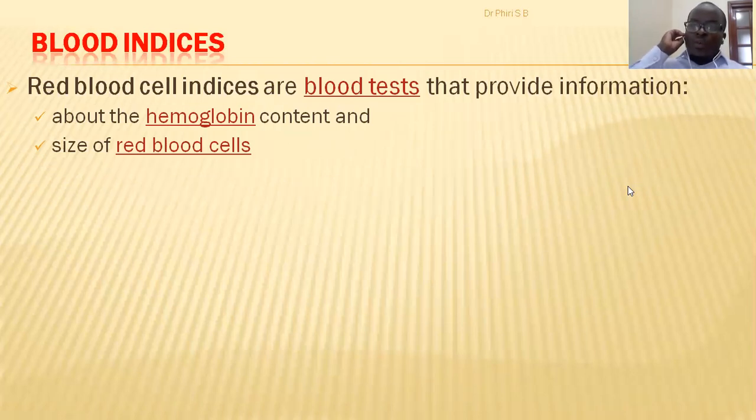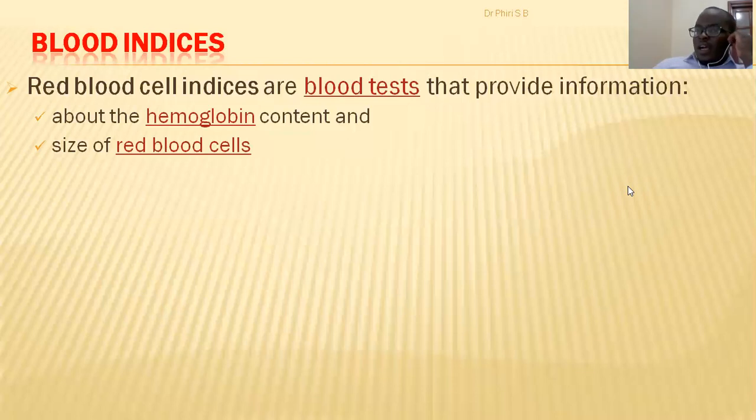If you have a normal size of red blood cells, they are called normocytic. If you have an increase in the size, then they are called macrocytic. If you have a decrease in red blood cell size, then they are called microcytic. Macro is an increase in size, micro is a decrease in size, and normal size cells are called normocytic. So using these, you are able to come up with the definitive diagnosis of anemia.